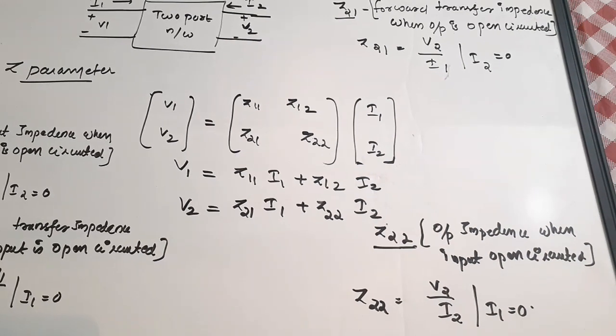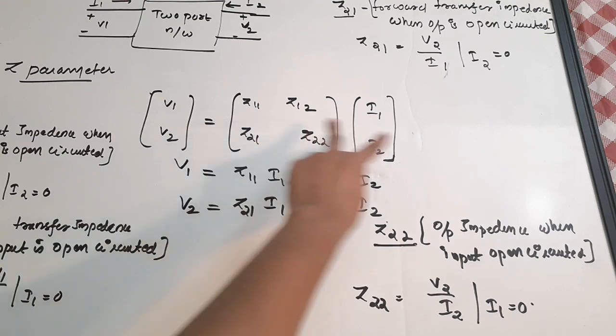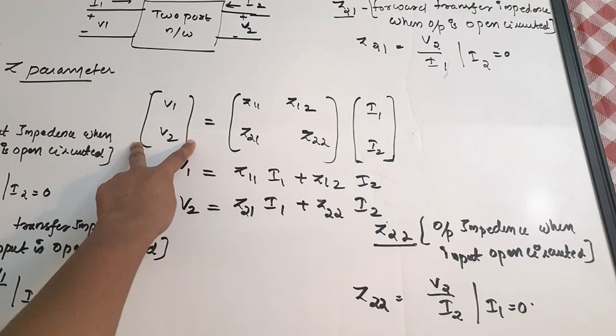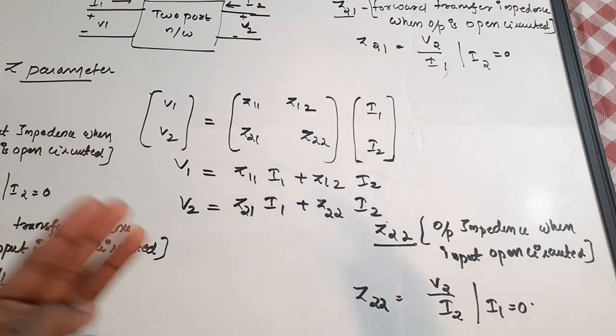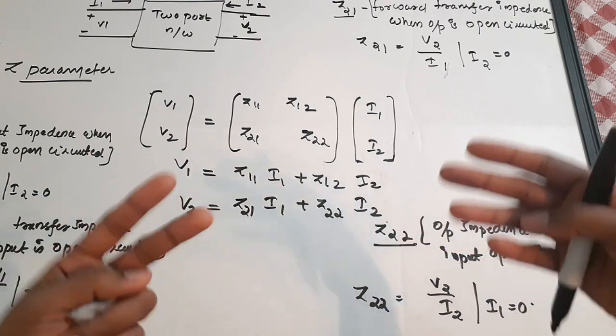Next, Z22. Z22 is the output impedance. Z11 is the input impedance. Z22 is the output impedance when input is open circuited. So the equation is Z22 equal to V2 by I2 when I1 is equal to 0. So for studying the Z parameters or the impedance parameters, you only require this matrix. You need to remember this matrix product, that is V matrix is equal to Z matrix into I matrix. All the other terms you can write from this matrix multiplication or the equations which you form by multiplying the matrix.